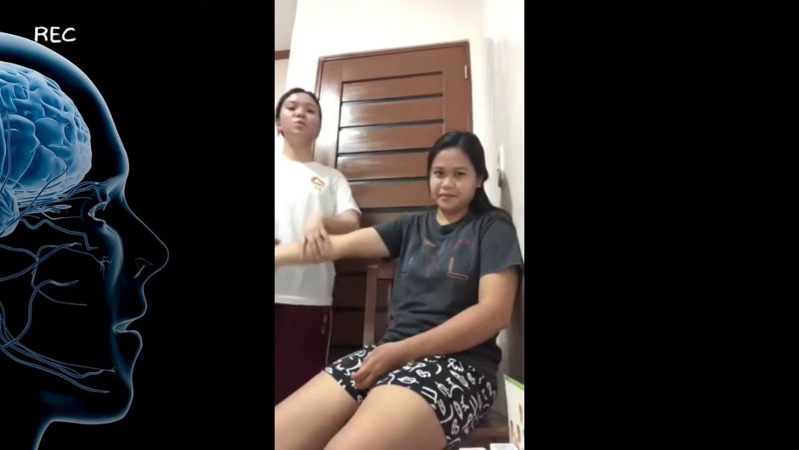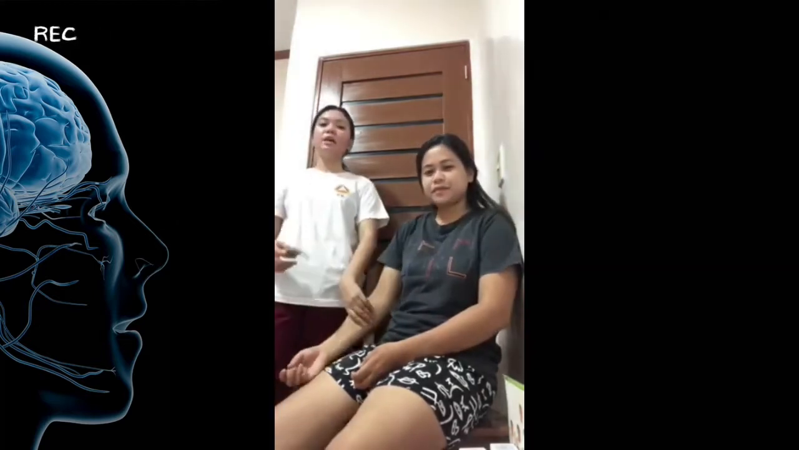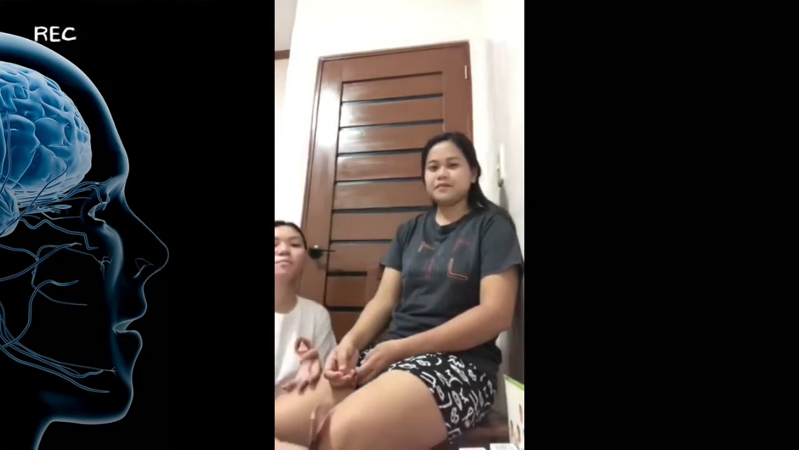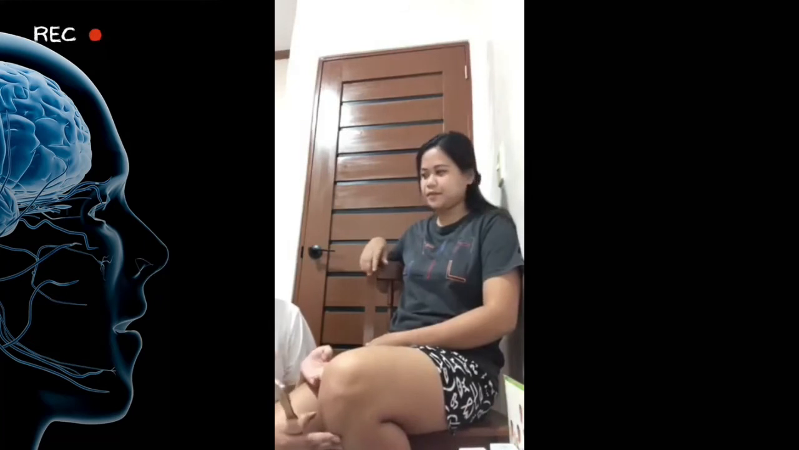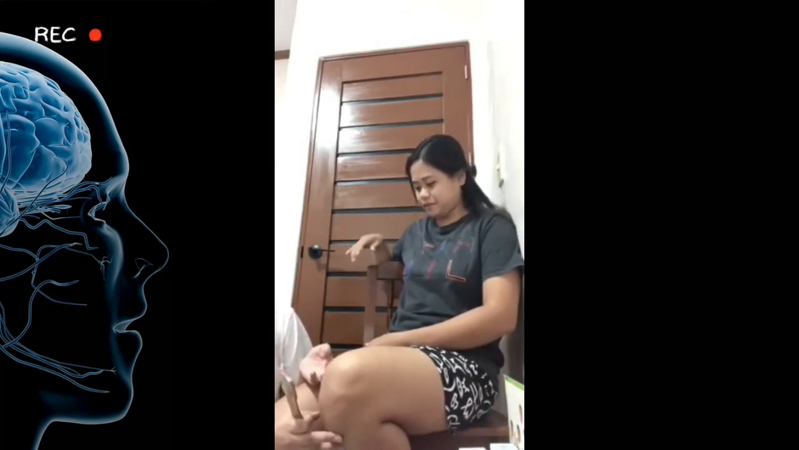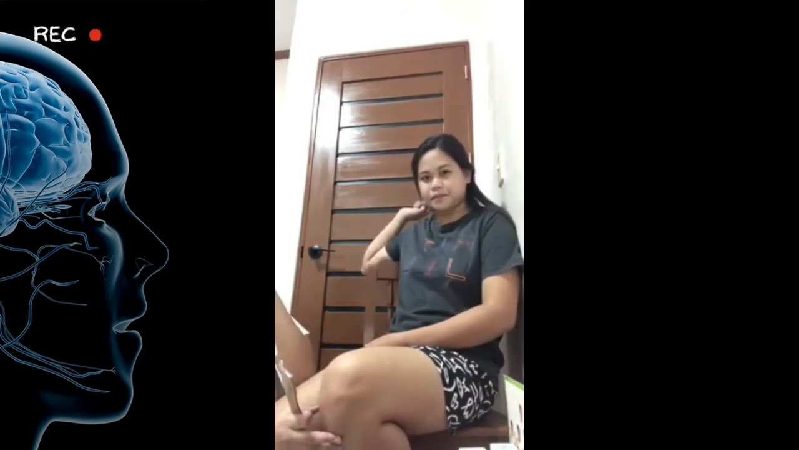So next to demonstrate naman po is the knee. So the patellar reflex test for the head-to-toe assessment that includes the deep tendon reflex examination of the patellar tendon located at the L2 to L4 with the reflex hammer po.